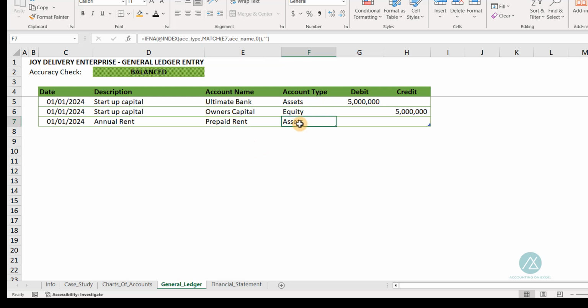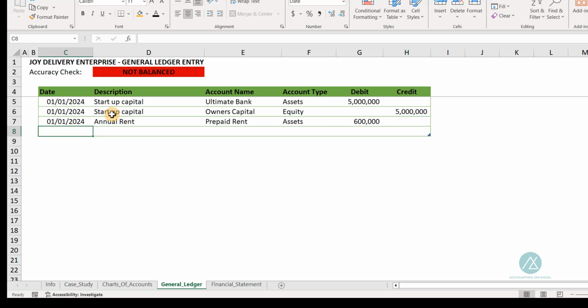Immediately, as I said, it will pop up the account type. How much did we pay? Mind you, the first entry is a debit entry, and that is why we started with the prepaid rent, which is an assets account, and we are increasing that account. For every assets account that you want to increase, it is a debit entry. So it's 600,000. All right. So you see, it just said not balanced, meaning that I have not made the second entry. So what's the second entry? It's still the same date and the same description.